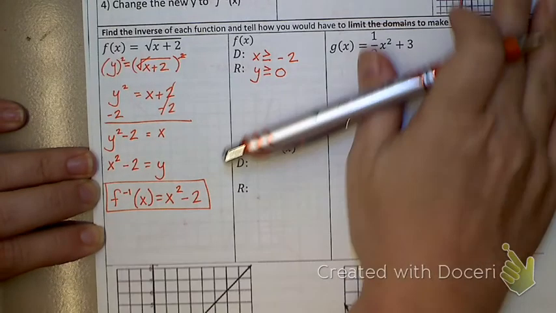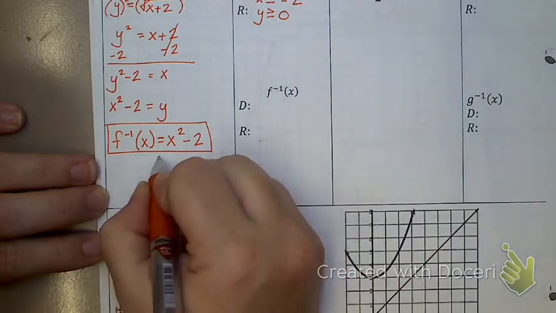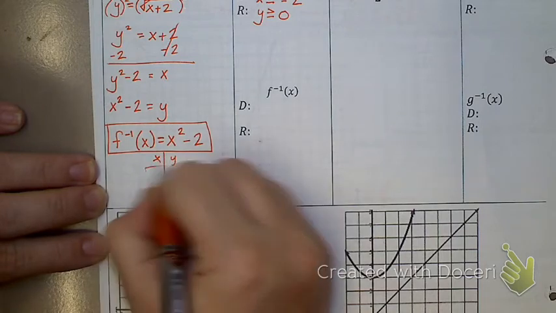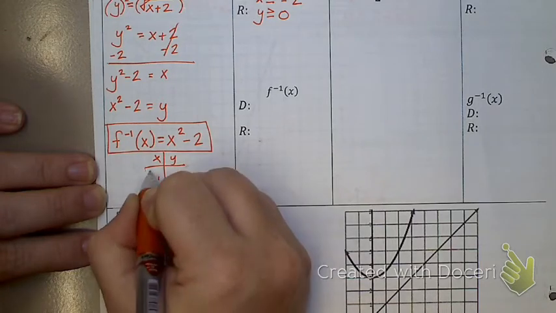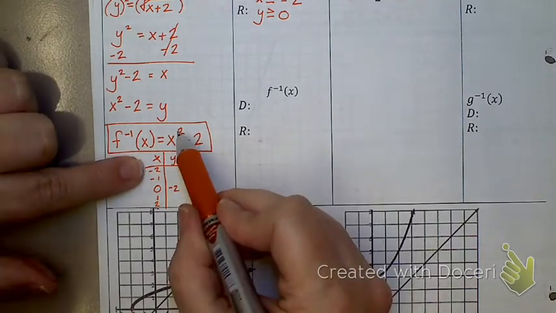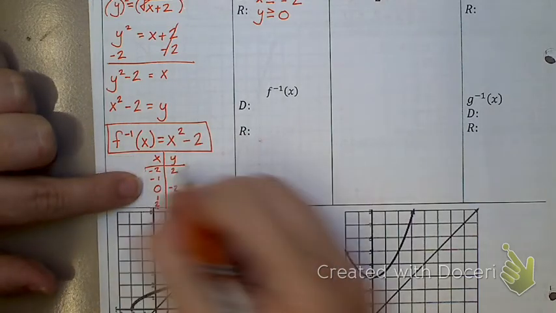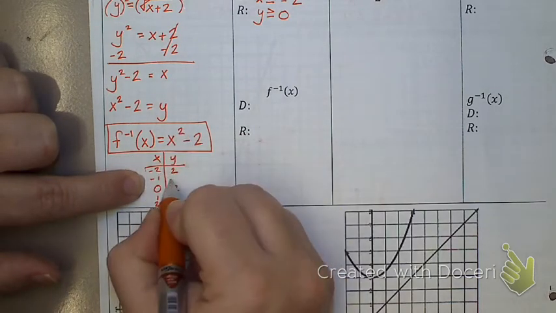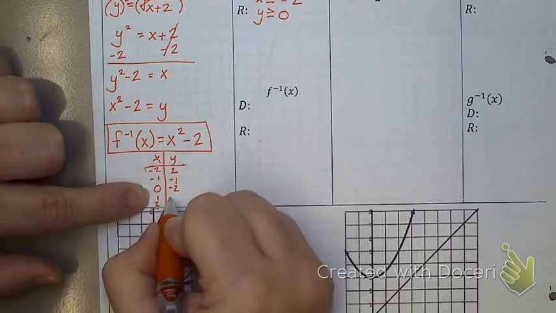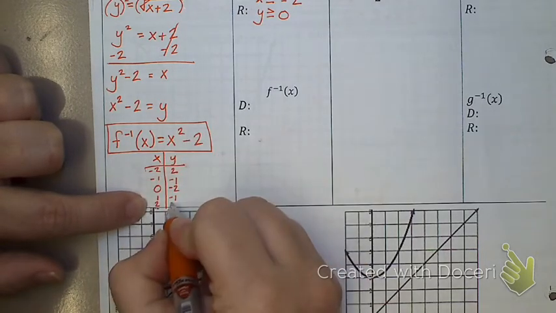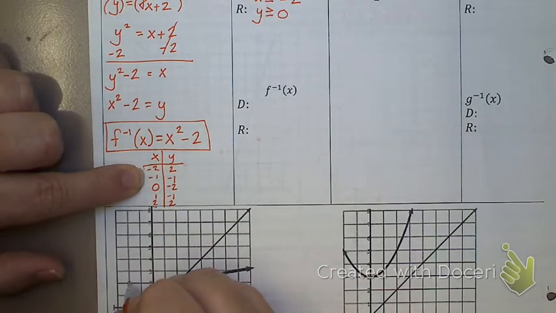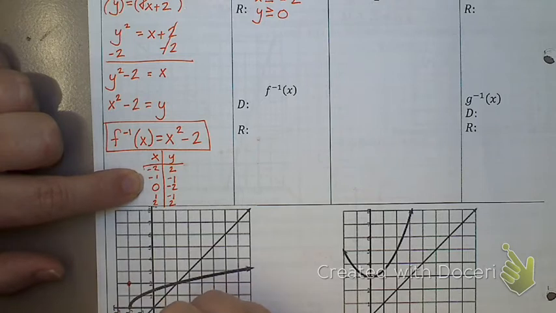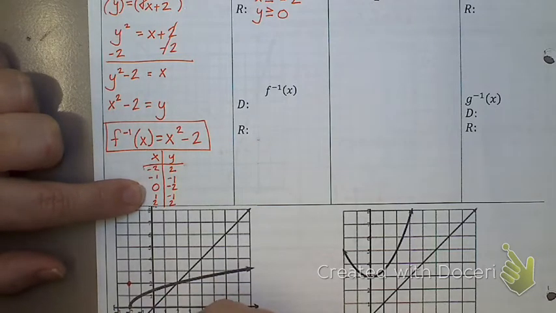Now, how do I graph x squared minus 2? Well, if I were to make my xy chart, my vertex is 0, negative 2. I want to find some values around there, negative 2 and 2. So let's see, negative 2 squared is 4, minus 2 is 2. Negative 1 squared is 1, minus 2 is negative 1. 1 squared is 1, minus 2 is negative 1. And 2 squared is 4, minus 2 is 2. So I just need to plot these points. Negative 2, 2. Negative 1, negative 1. 0, negative 2. 1, negative 1. And 2, 2.